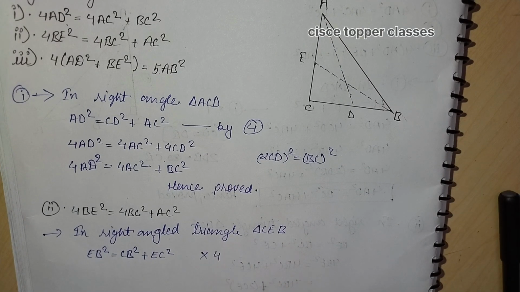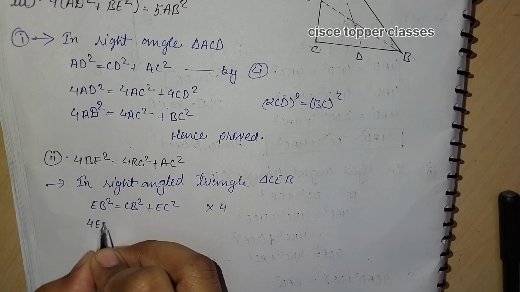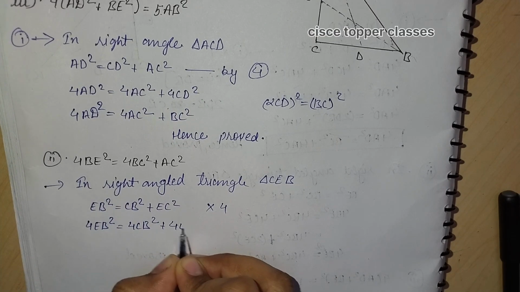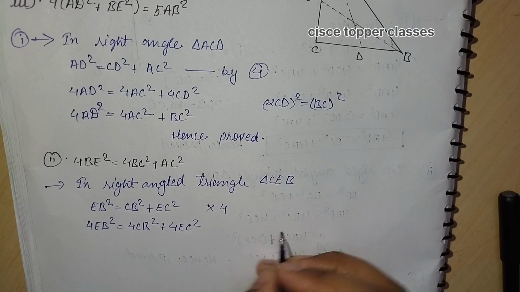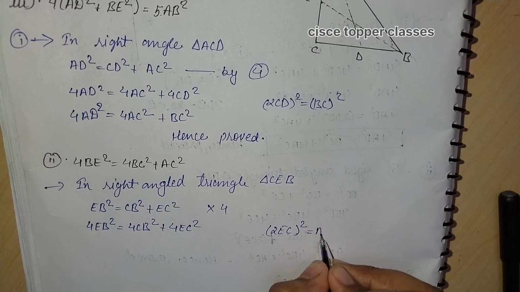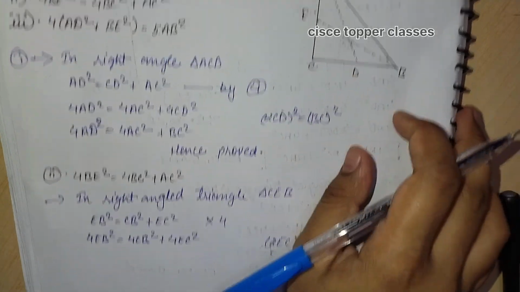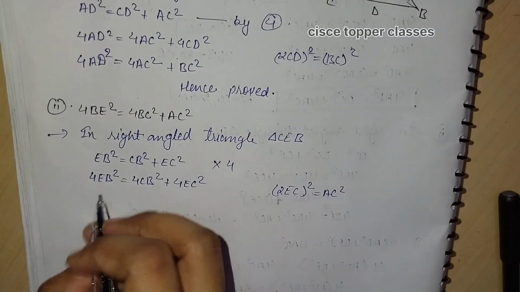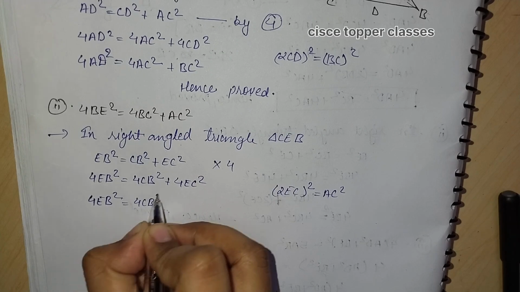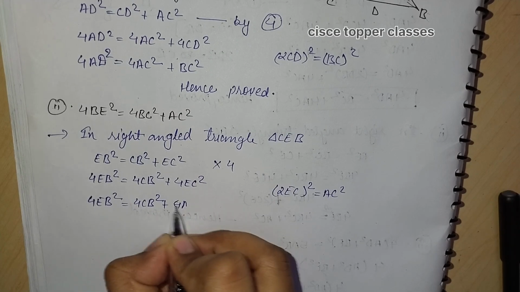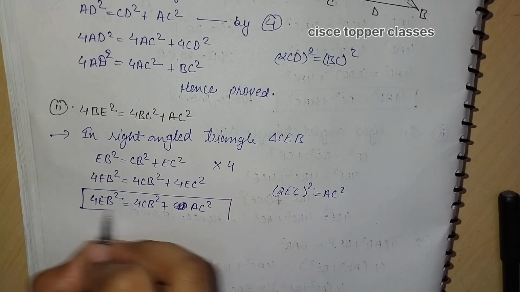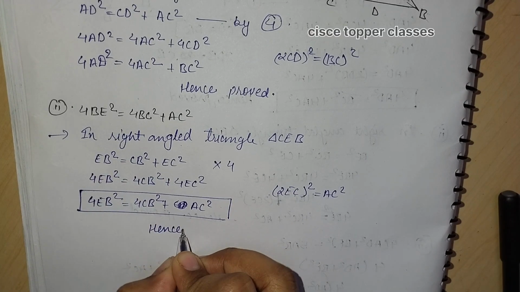If we multiply this by 4, it will be 4EB square equal to 4CB square plus 4EC square, and this 4EC square we can write as 2EC whole square, which will be replaced by AC square because AC is the whole side and E is the midpoint here. Simply now we can write it as 4EB square is equal to 4CB square plus AC square here, and this is only we have to prove here, hence proved.